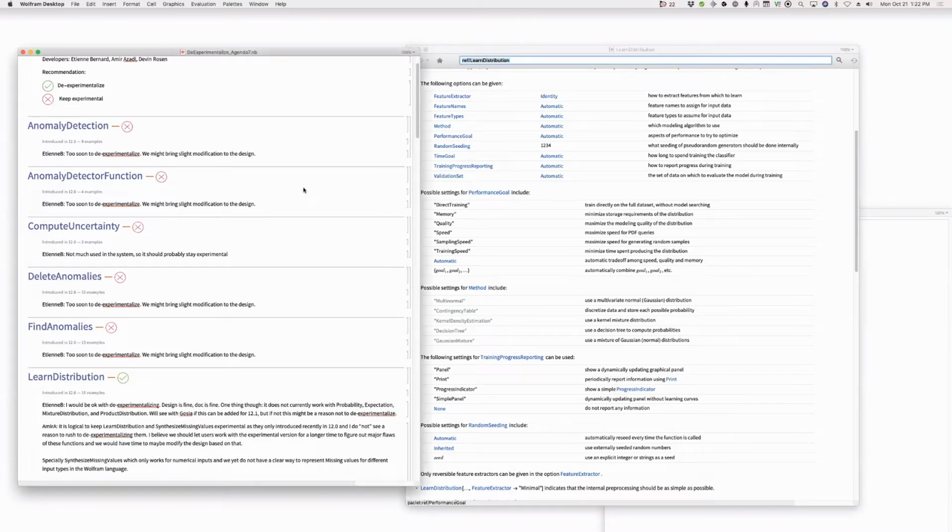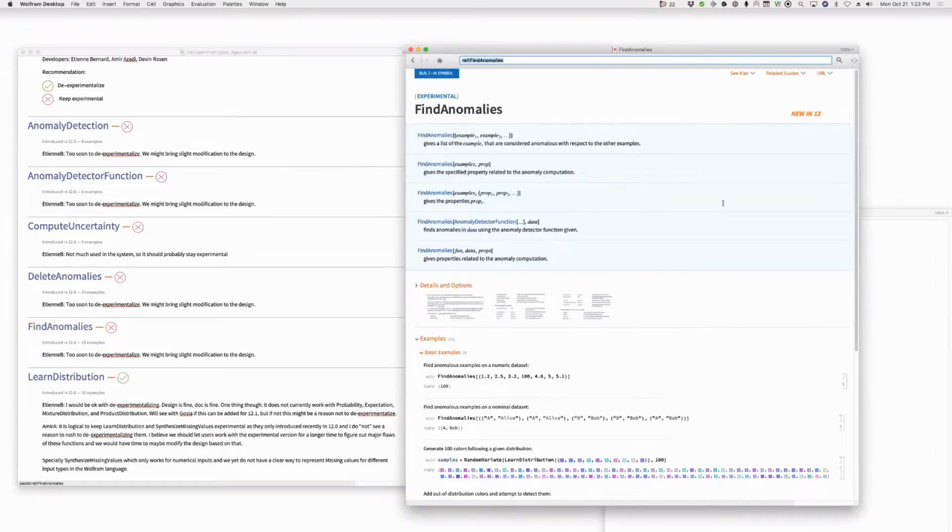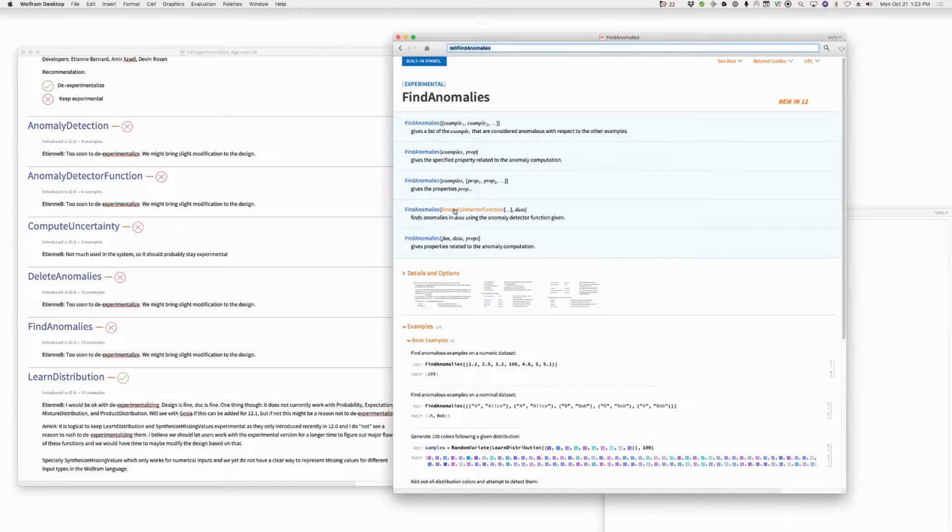So what's changing with anomaly detection? We want to have the possibility to train your learn distribution and then create an anomaly detector, or directly find anomalies or delete anomalies with this distribution. Currently there's no way to do that. If you use synthesize missing values, you can use it in two ways: either directly on data and it synthesizes missing values, or in two steps where you first train the distribution and then use synthesize missing values on this distribution. And here you can use this anomaly detector function, yes?